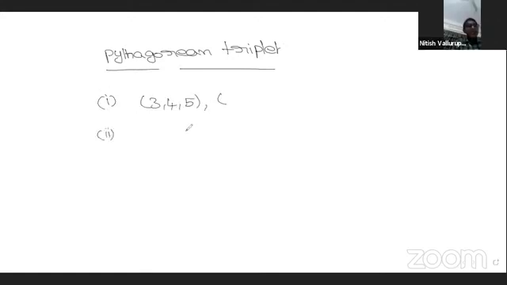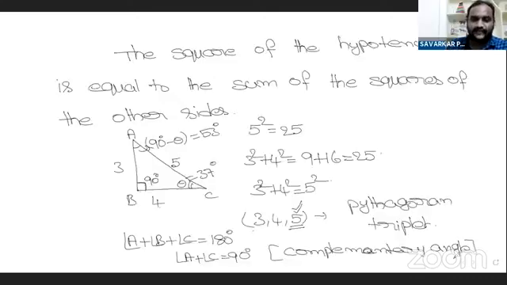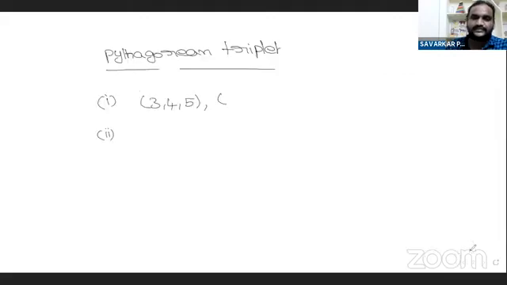6, 8, 10. If I multiply the equation on both sides by 2, it won't change, right? 2 into 3 square, 2 into 4 square, 2 into 5 square. If you multiply with any integer, here with 2, we get 6, 8, 10. Is 6, 8, 10 also a Pythagorean triplet?